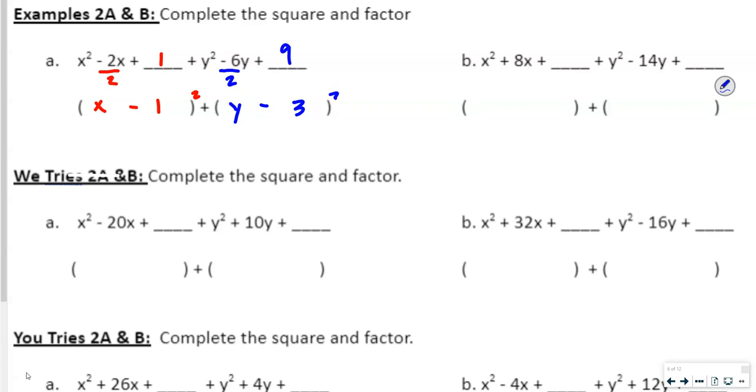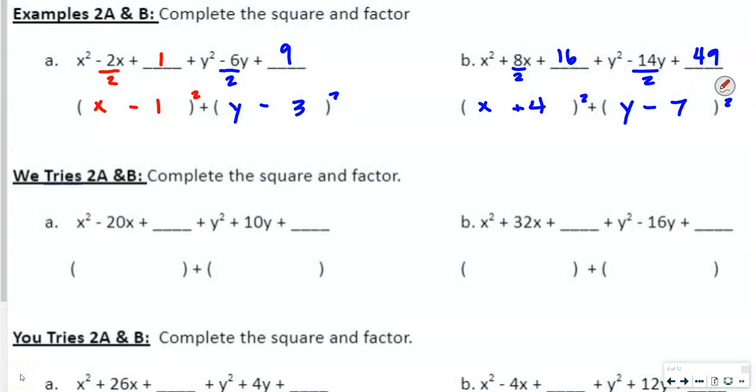So you guys see the process? 8 divided by 2. This is x plus 4 squared. 4 times 4 is 16. That's what goes in the blank. Then over here, negative 14 divided by 2, that's y minus 7 squared, and negative 7 times negative 7 is 49. So go ahead and do the next 4 and come back to me when you're done.